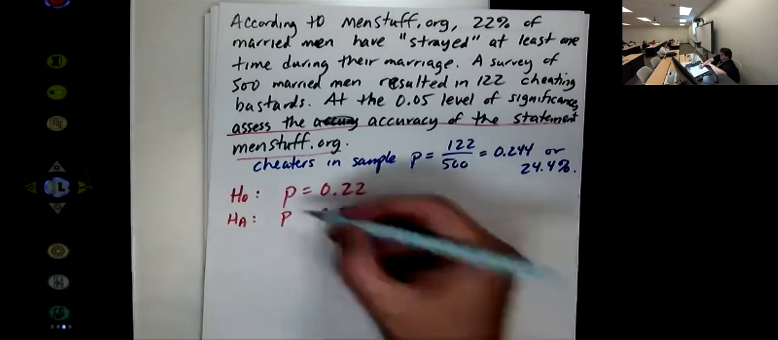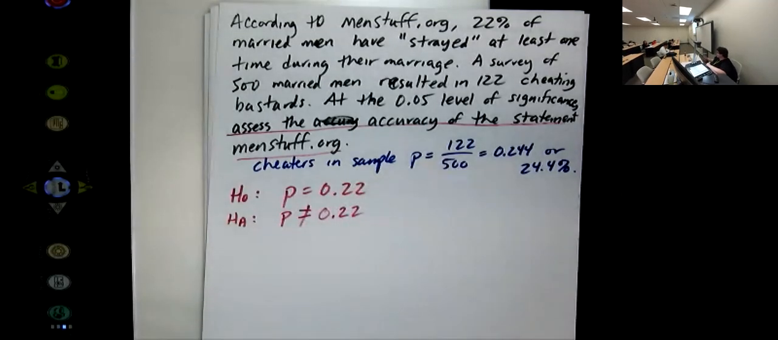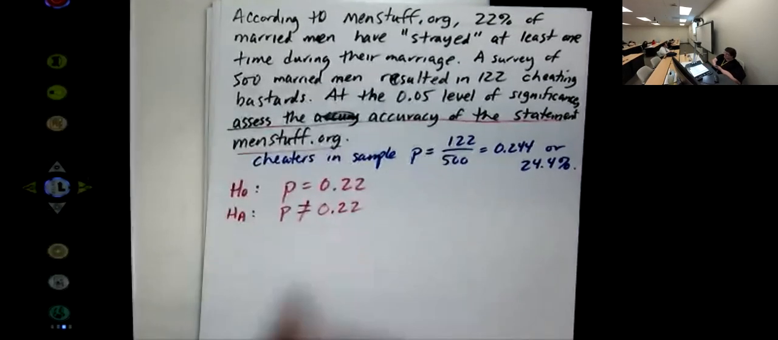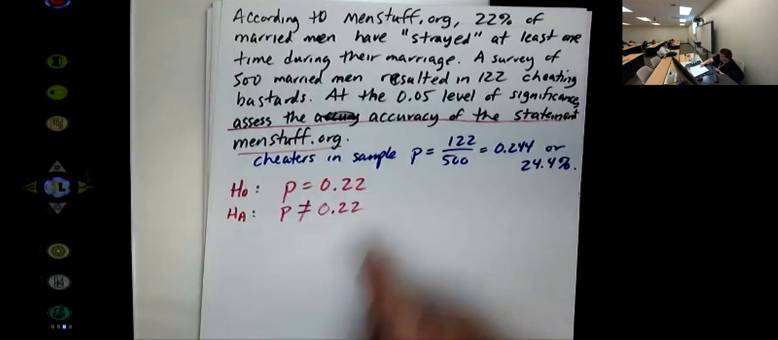It's the not equals. They didn't actually say less than, they didn't say greater than. They just said either you're it or you're not it. They didn't say it was lower or higher. They gave a specific value. We just don't know if they're right. Let's face it, a website called minstuff.org sounds pretty suspicious to me. You know how dumb as rocks men can be. So we now have our H naught, we now have our HA.